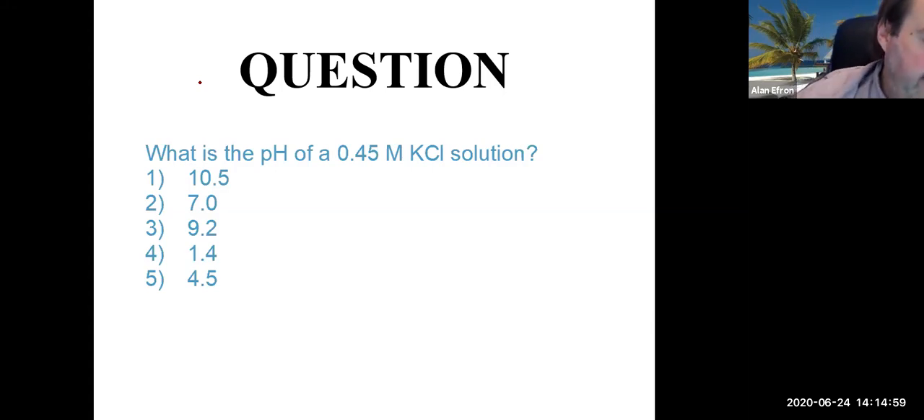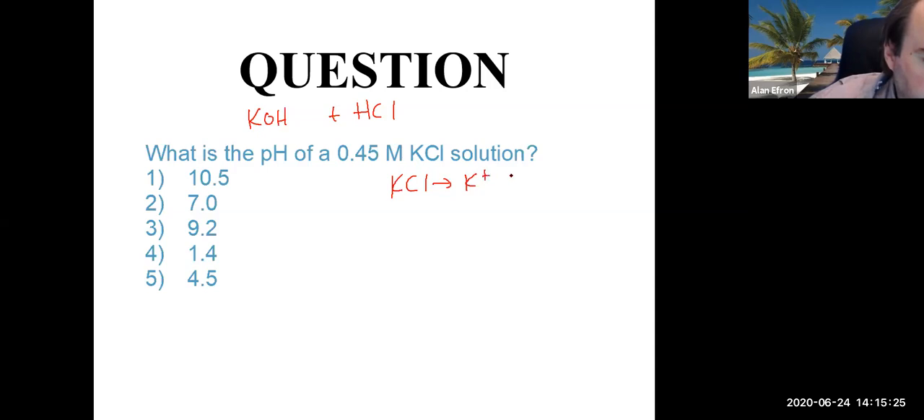Okay, so let's talk about it. Just so you know, there's no calculation actually needed on this particular one. So when we look at this salt, which is KCl, this is when you want to think backwards about where it perhaps came from. And this most likely came from KOH, which is potassium hydroxide, and HCl, hydrochloric acid. So if we dissect this salt, this is K+ and Cl-.